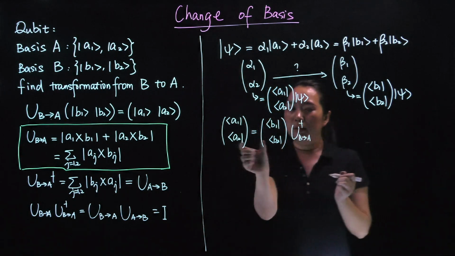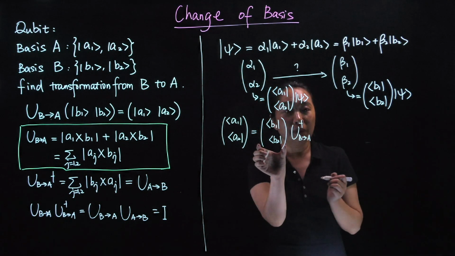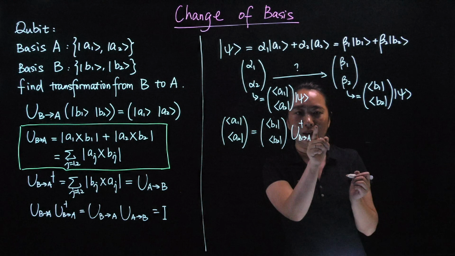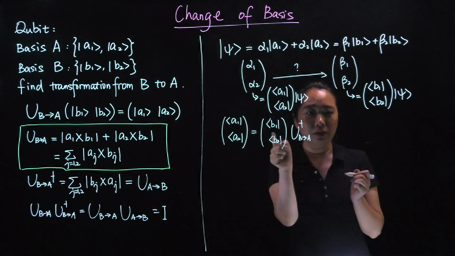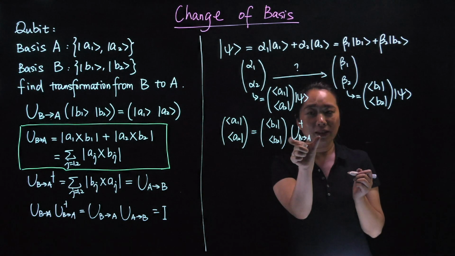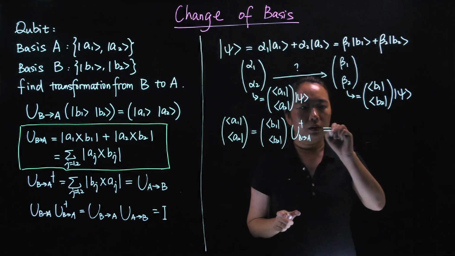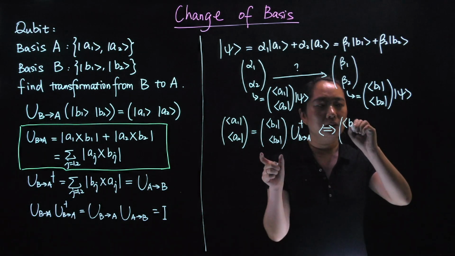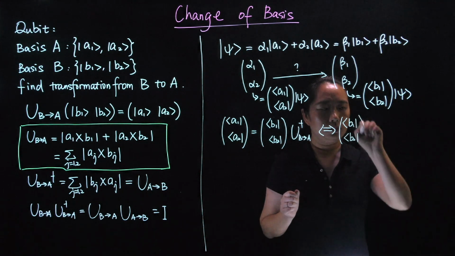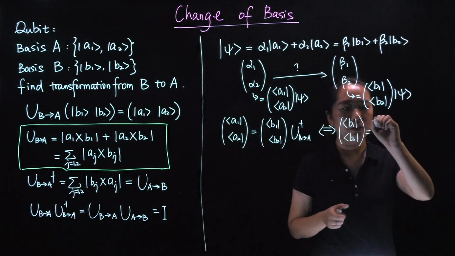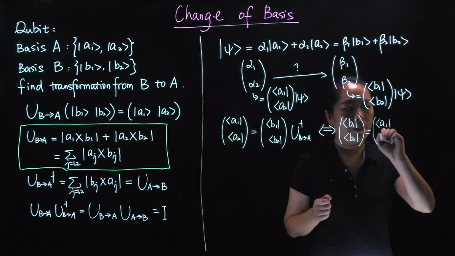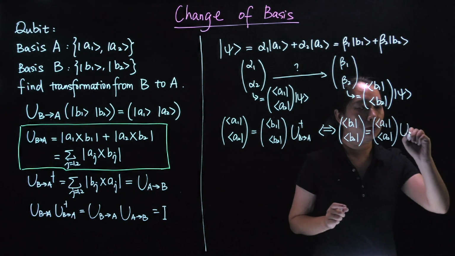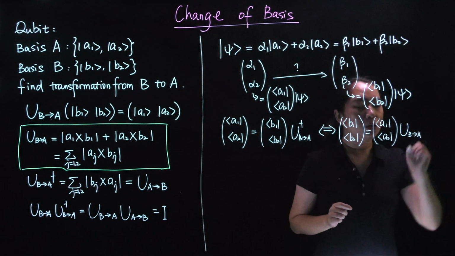And since we want something from the B bras to the A bras, we can multiply the unitary operator again on the right-hand side of this expression so that we would have an identity here. So this gives us the bras of the B basis is given by the bras of the A basis multiplied by the unitary transformation from B basis to the A basis.